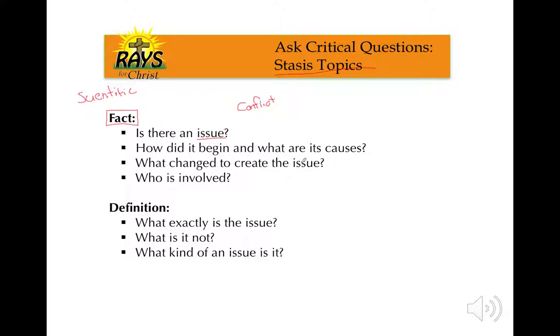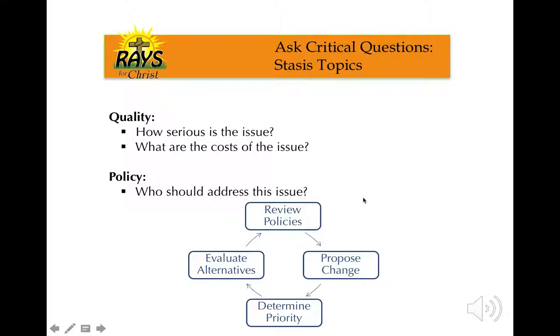What changed to create the issue? We're right there in the topic of circumstance. Who is involved? Again, circumstance. So there's a very nice fit to one of the common topics. And then, of course, definition. Well, that's a common topic itself, so we really don't need to belabor that point, do we?